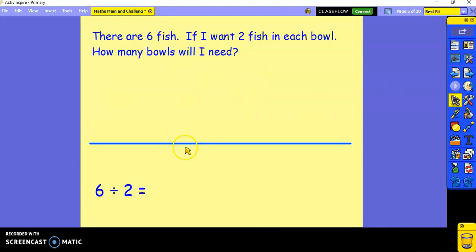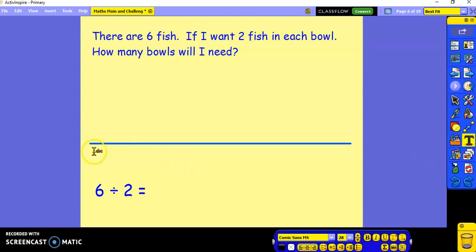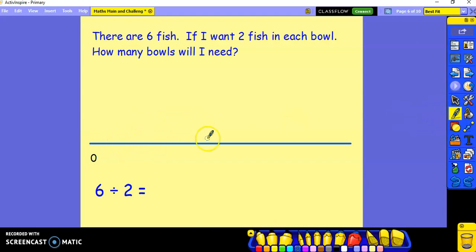Today, we are going to be using a number line to help us divide. Now, it's going to link to our times table. So when we're thinking about there being 6 fish and we want 2 in each bowl, what we want to work out is how many 2s do I need to get to 6? So we're going to start off on our number line with the number 0. And then we're going to count on until we get to 6. But remember, we are counting in 2s.